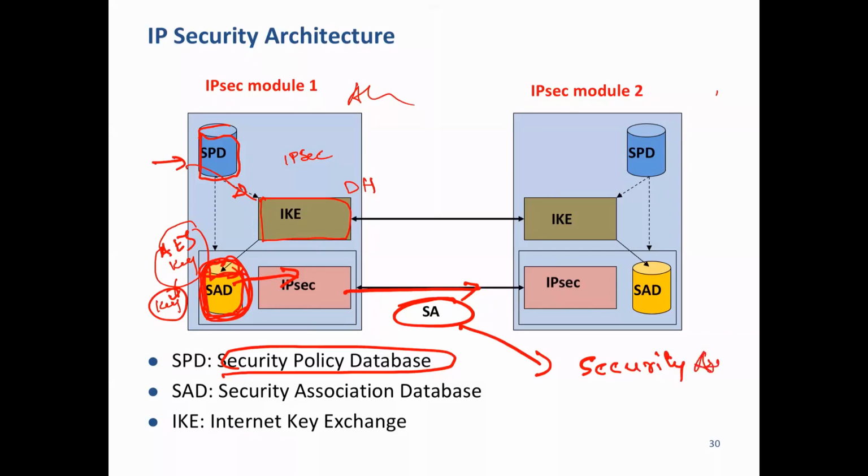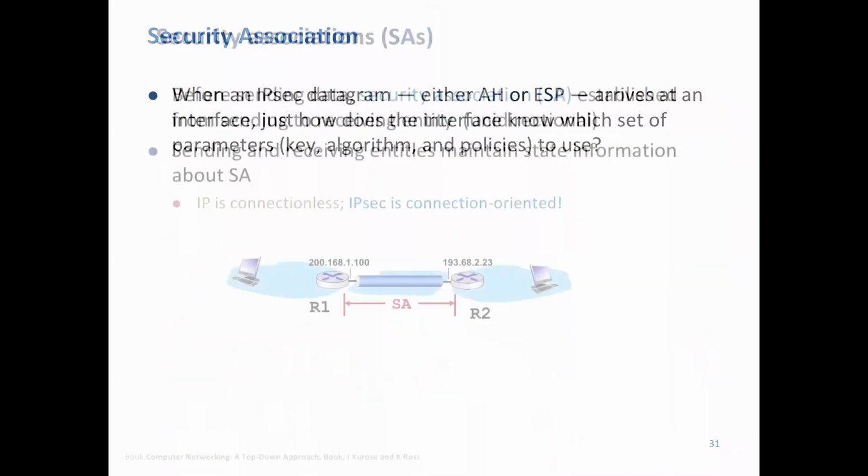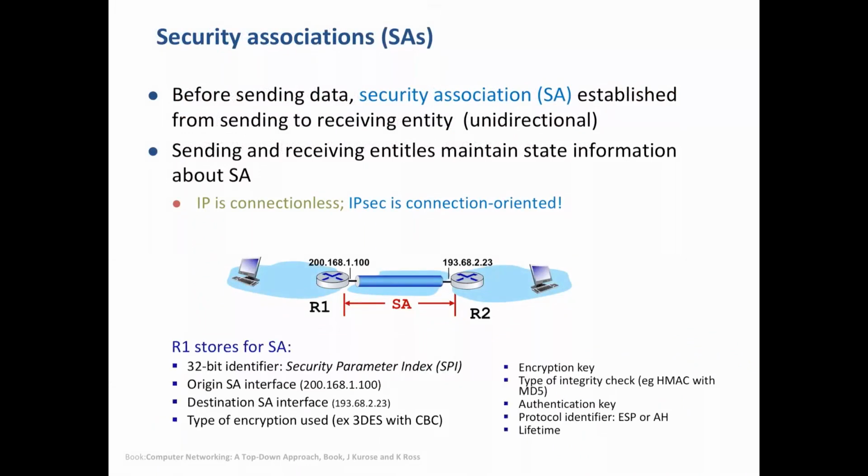Now this security association is for one session between two machines, right? It will define whether it is using ESP or AH, what the encryption method is, and whether it is using Diffie-Hellman 1, 2, 3 or whatever. All these parameters will go in the security association. So we can see here the security association for, of course, a tunnel mode.